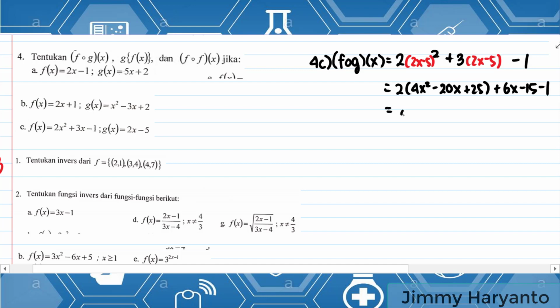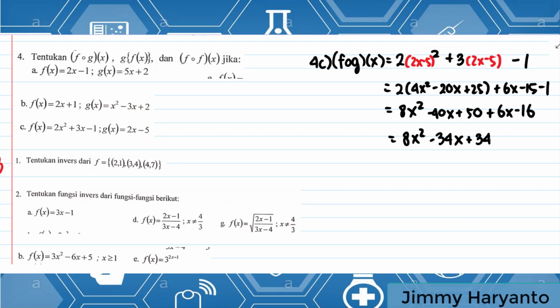The result will be 8x squared minus 40x plus 50 plus 6x minus 16, and then 8x squared minus 34x plus 34. Okay, so that is FOG.